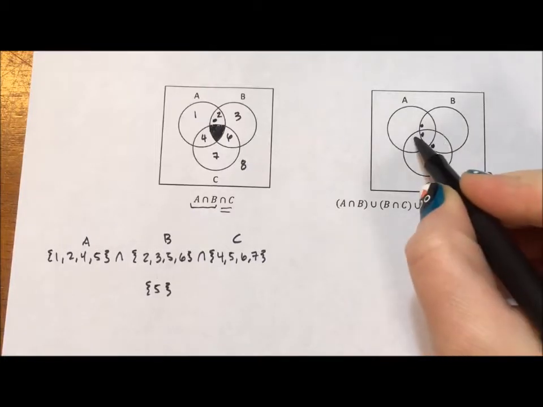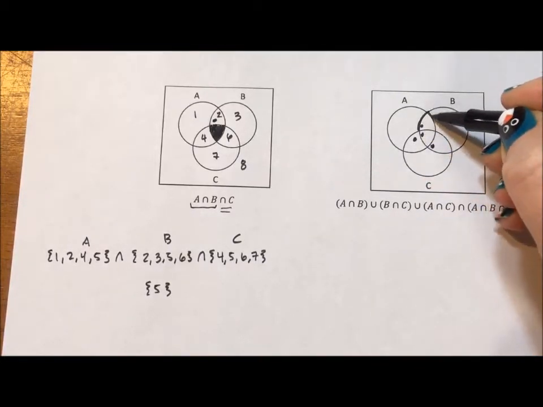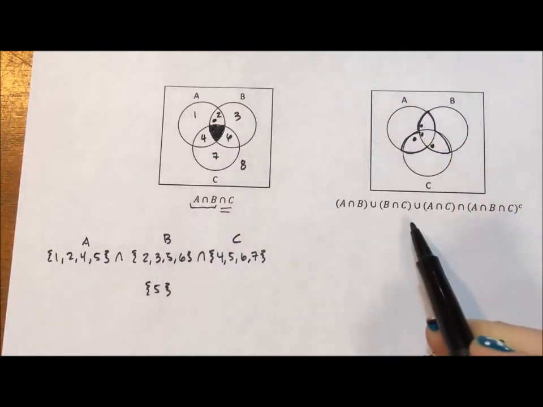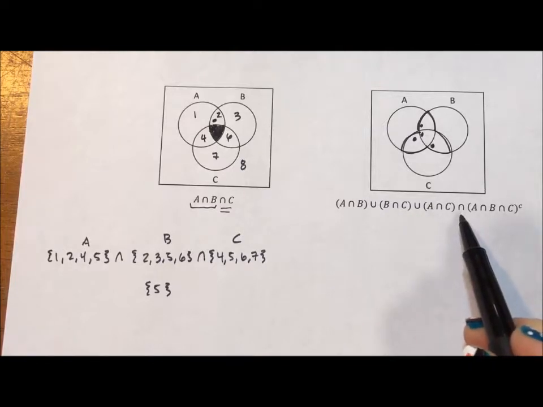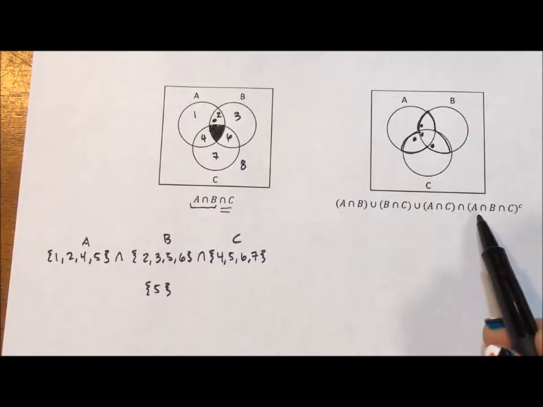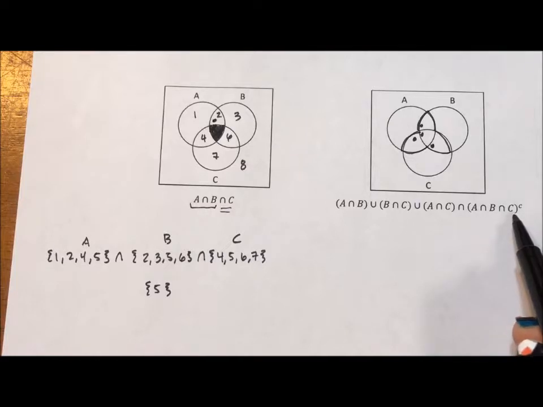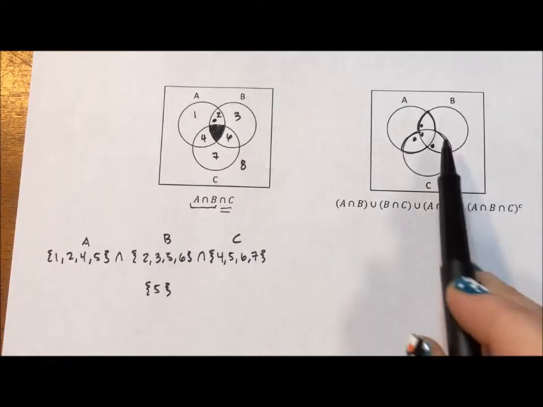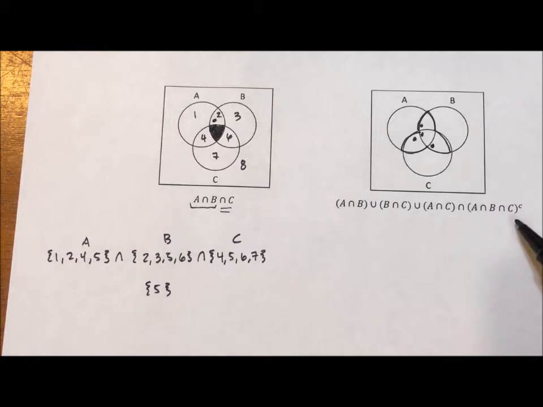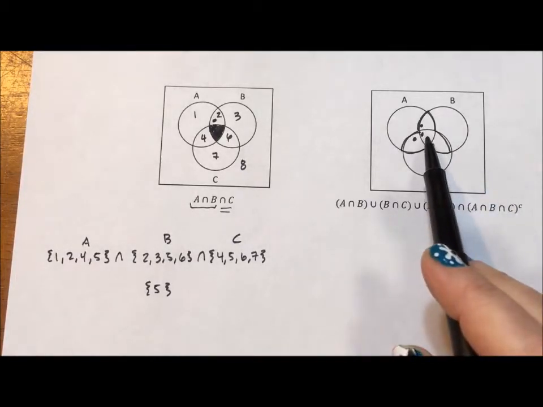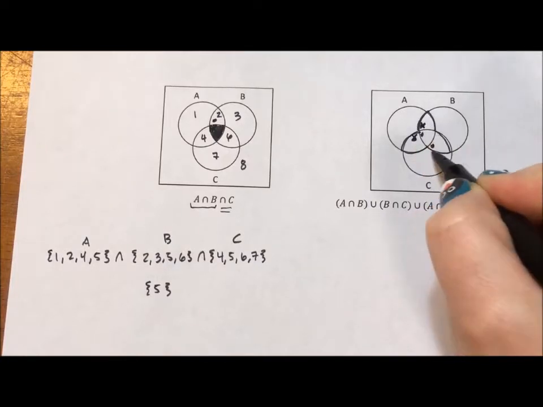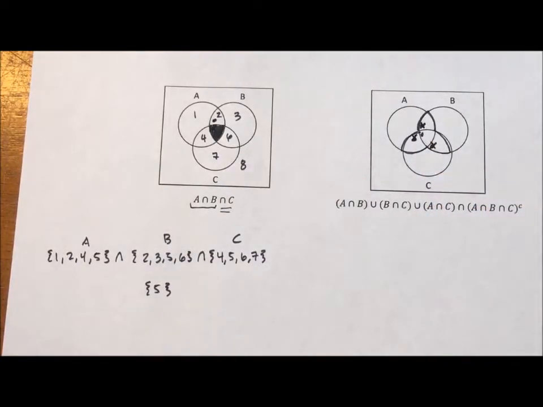A and C. Okay, so now we have this whole kind of star, flower, center. We want that with the intersection of A, B, and C complement. The intersection of A, B, and C, what A, B, and C all have in common, is the center. But the complement is everything but the center. So we should be shading in the petals of the flower without shading in the center.